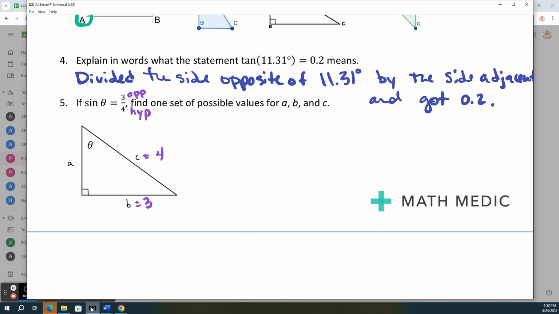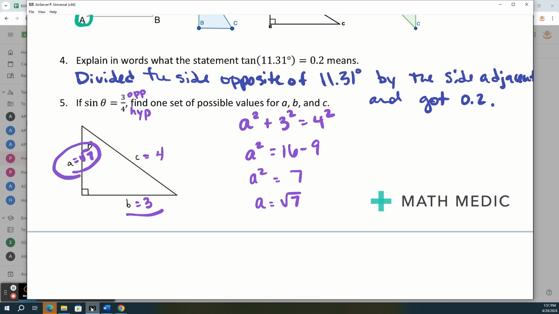What can you use if you have two sides of a right triangle? You want to find out the Pythagorean theorem. A squared plus B squared equals C squared. So A squared would be 16 minus 9, or 7. So then A is the square root of 7. So it's 3 possible values out of an infinite number of values.